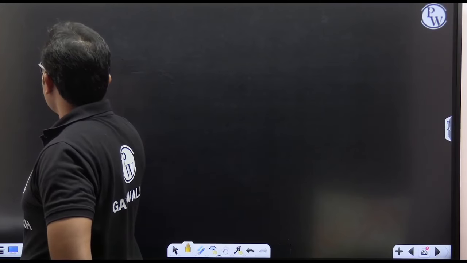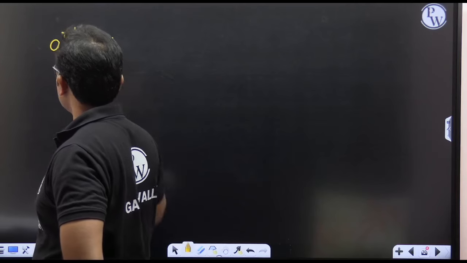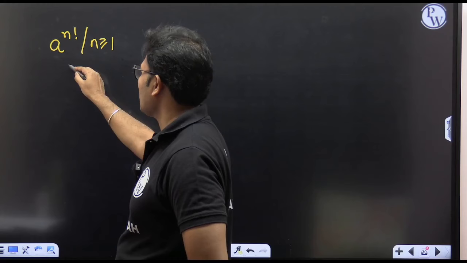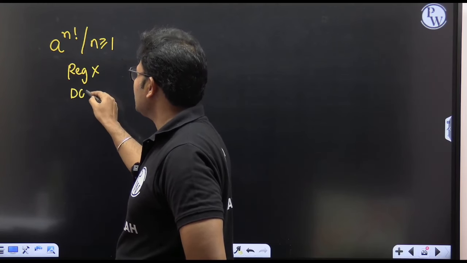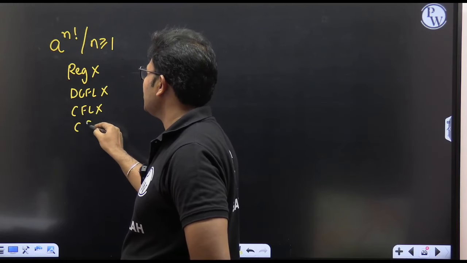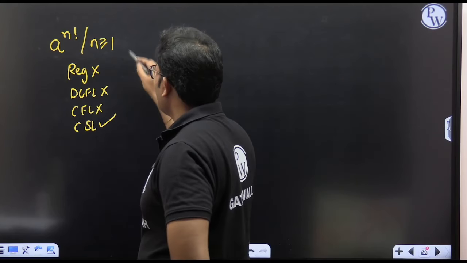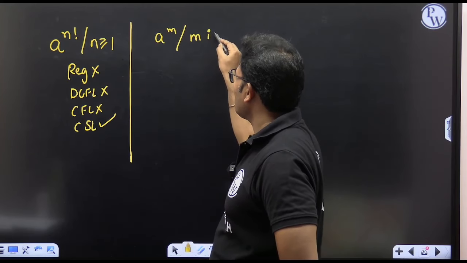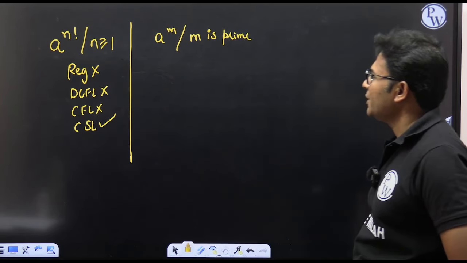Now let's see a power n factorial, such that n is greater than or equal to 1. This is also a non-linear power, right? We know that regular languages cannot do it, DCFL cannot do it, CFL cannot do it, but CSL can do it. Now similarly, if I write a power m such that m is prime, right?